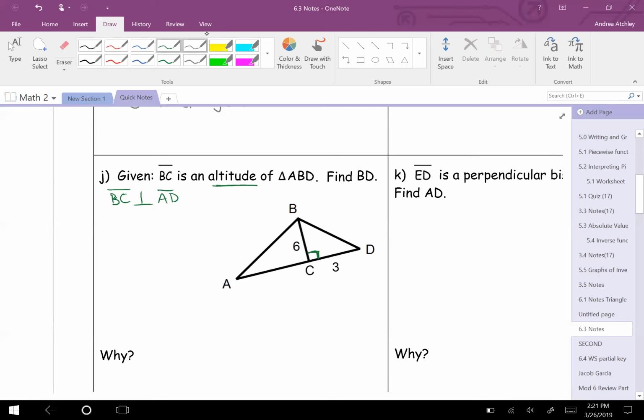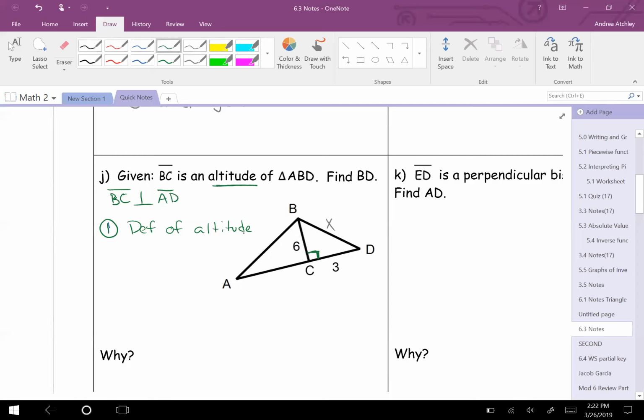And they want us to find BD. So that very first reasoning, why can I say they're perpendicular? Altitude. The definition of altitude. Okay, that's how I know it's a perpendicular line.